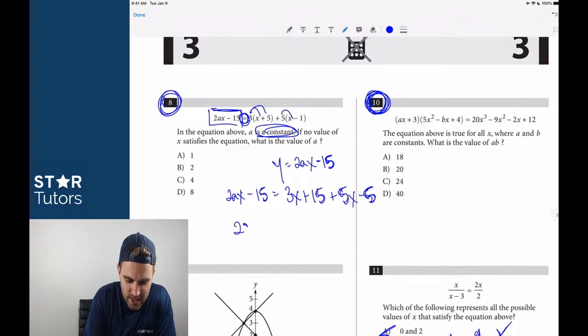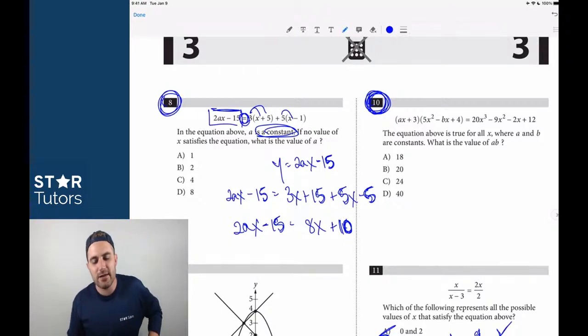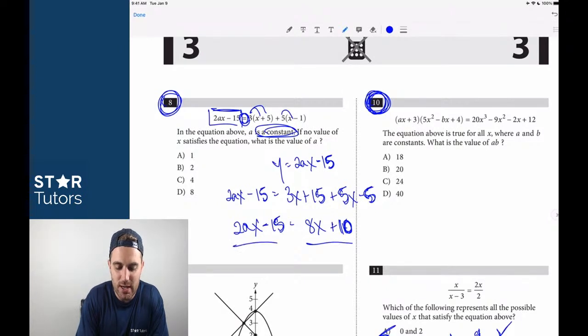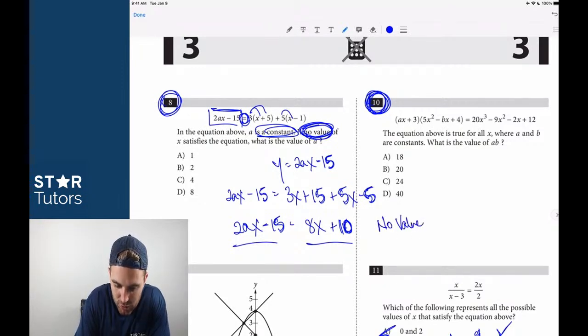So we get 2ax minus 15 is equal to 8x plus 10. When we get to this point, a lot of students don't understand why the negative 15 and the 10 are not lining up. But these are both linear equations, and the fact that they give us this, this is number 8, this no value means that they are parallel lines. If you see the words no value of x, no solutions, or parallel lines, these all mean the same thing.